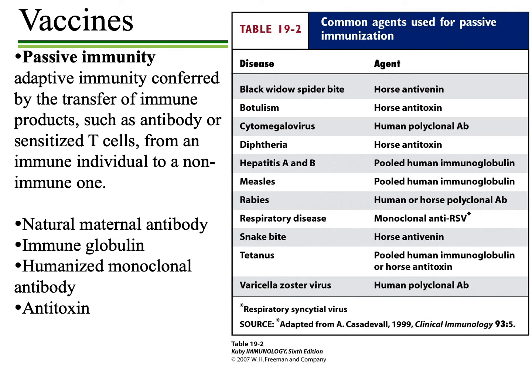There are, in fact, two different categories of immunity that we can discuss. The first one is what's referred to as passive immunity. Passive immunity is basically immunity that's conferred by the transfer of immune products, such as antibodies or sensitized T cells, from an immune individual to a non-immune one. So passive just means you are being given something that allows for an immune response to take place. Oftentimes, in most cases, it is antibodies being transferred from one individual to another.